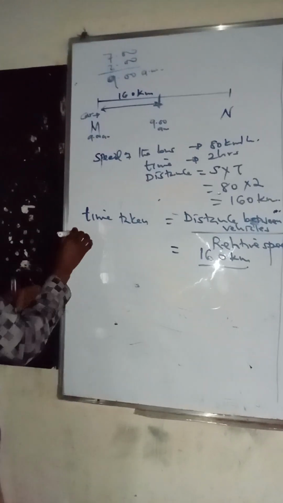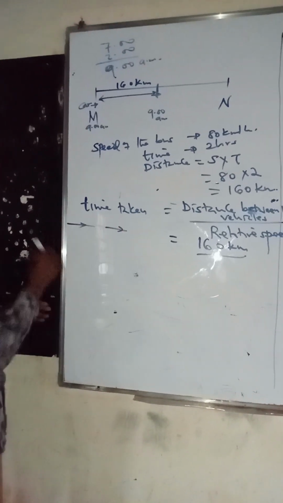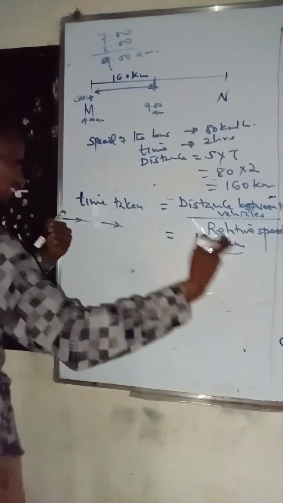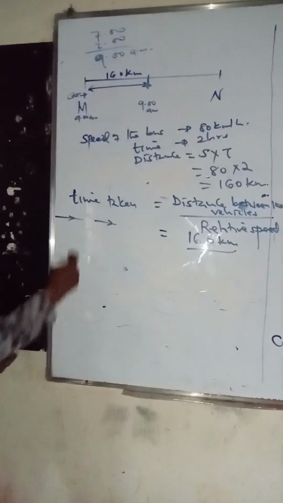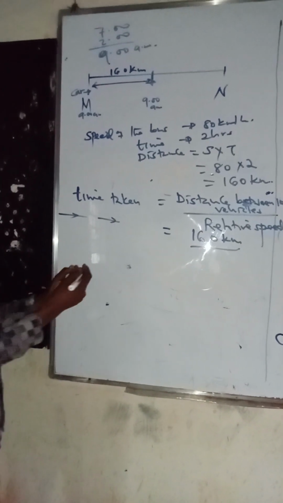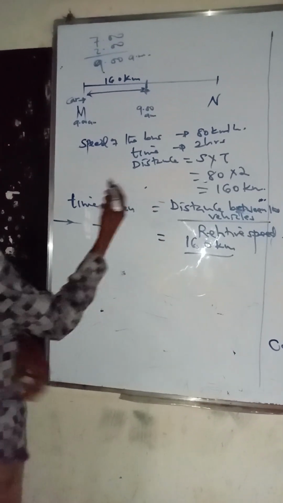So if they are moving in the same direction, you get the relative speed by subtracting, because the other one is running and this one is trying to catch up. So the speed of this one will be negative and the other one is positive. If you add, you get a negative, which is the same as subtracting the relative speed.